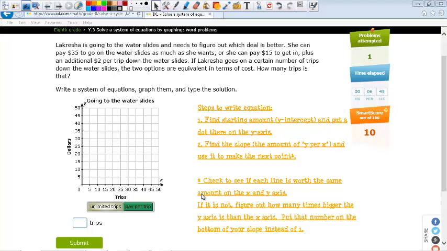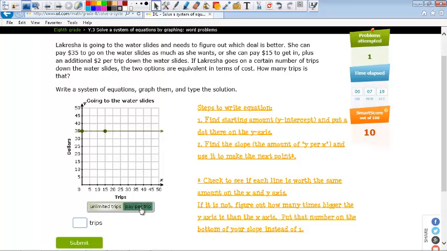So it says she can pay $35 to go on the water slides as much as she wants. And if it's an unlimited amount, then we're just going to have a horizontal line that goes along the number that they have to pay. So $35 for unlimited trips would look like this. That means if they went on 10 trips, then it was $35, and they could go on 50 trips or 100 trips for the same amount.